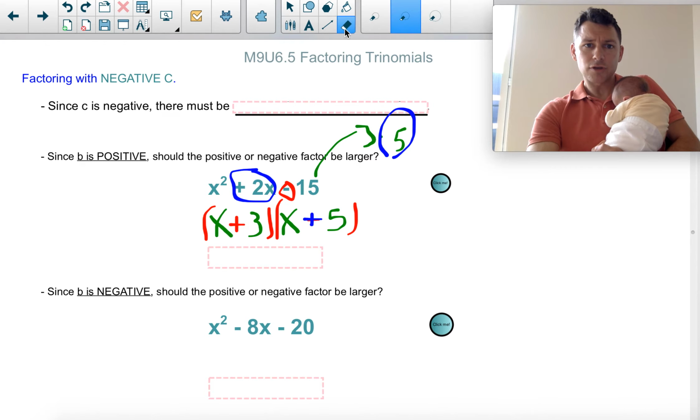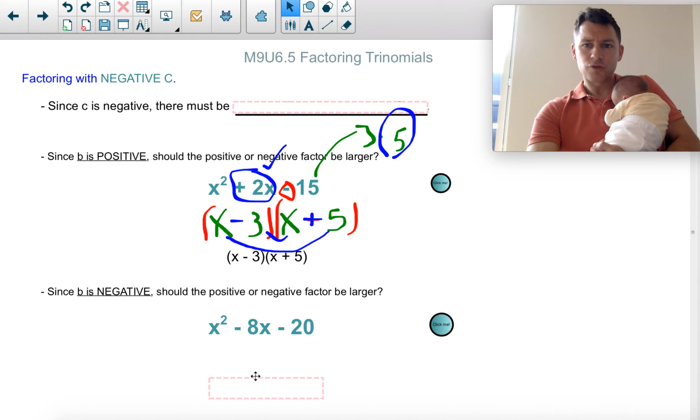And the 3 should be negative. And so now you get x squared, and you get negative 3 times positive 5 gives you negative 15. And this gives you 5x minus 3x gives you 2x, and we're good. Cool?